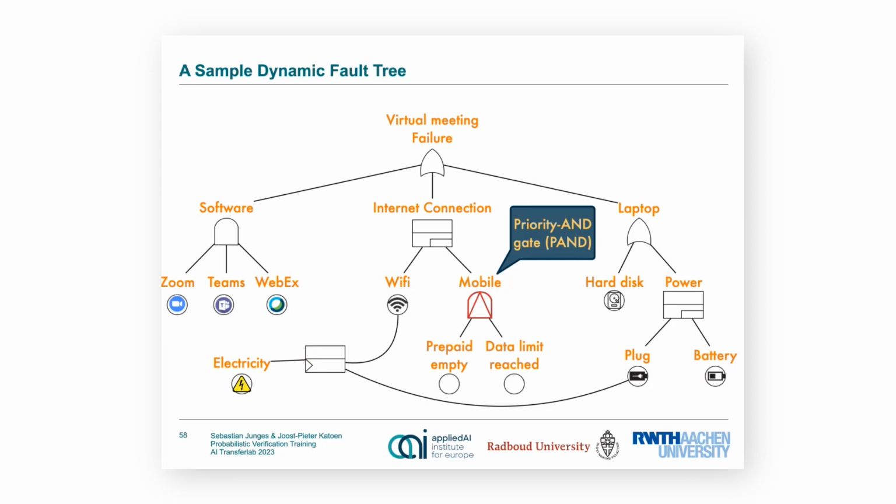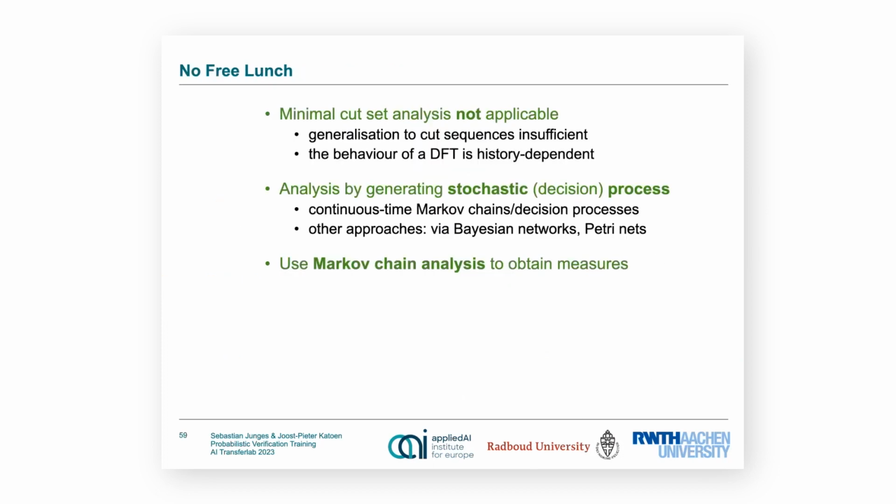And then there is ordering. So this is what they call a priority AND. It's an AND, but now the order in which the children fail is of importance. They should fail from left to right. So this means your mobile will fail if first your prepaid is empty and then you reach your data limit. If it's the other way around, if your data limit is reached first, then your mobile will not fail because you still have some prepaid stuff over there.